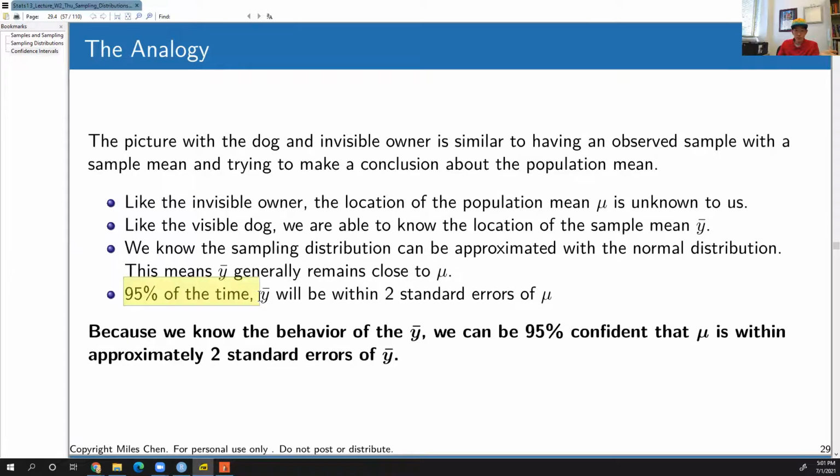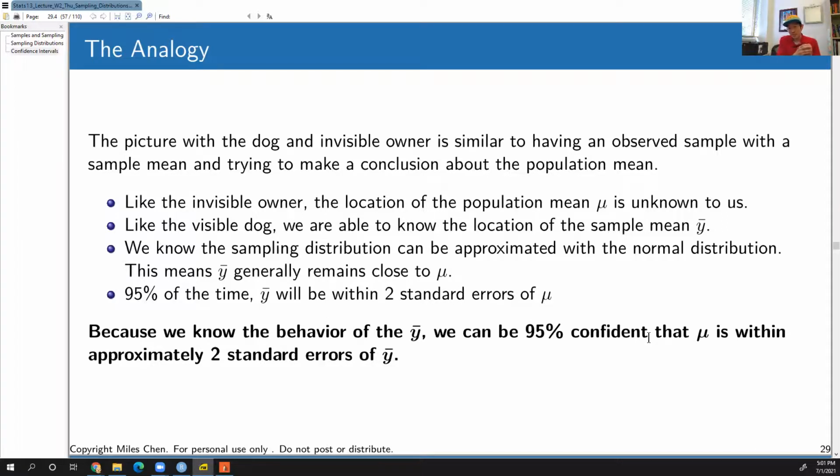And because it follows the normal distribution, we can say that 95% of the time, y bar is going to be within 2 standard errors of the mean mu. And so because we understand the behavior of the sample mean y bar, when we see the location of the sample mean y bar, we can be confident that the population mean mu is close by, right? We can be 95% confident that mu is within 2 standard errors of y bar.